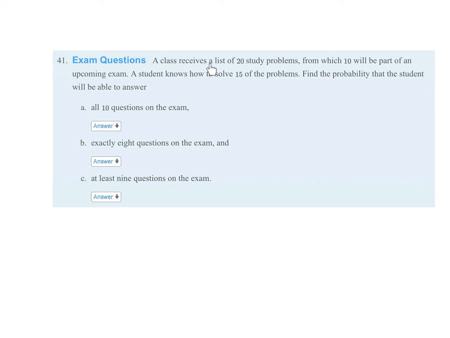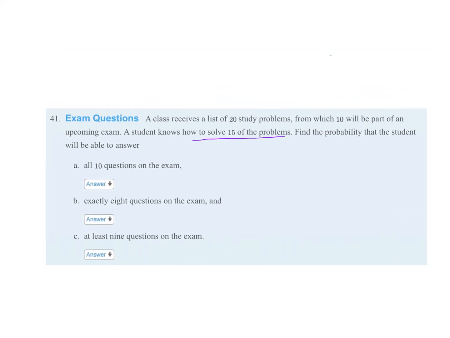A class receives a list of 20 study problems from which 10 will be part of an upcoming exam. A student knows how to solve 15 of the problems. Find the probability that the student will be able to answer all 10, exactly 8, and at least 9 on the exam. So let's list a little bit of what we know.